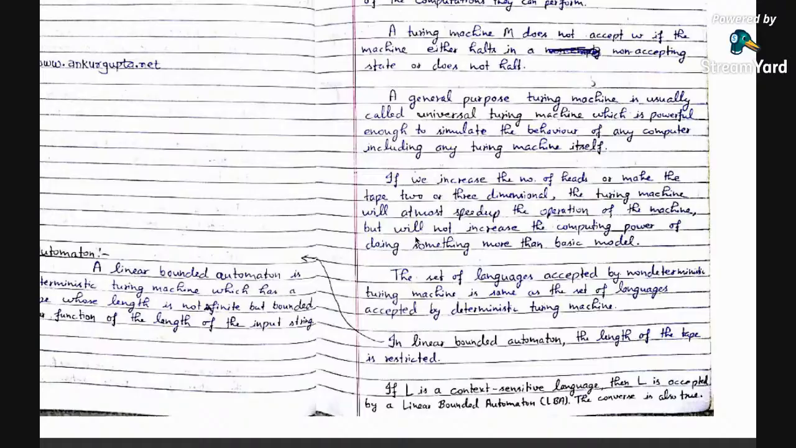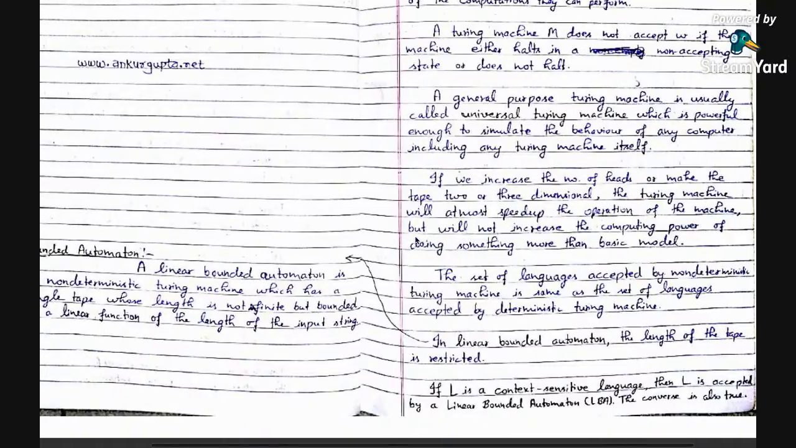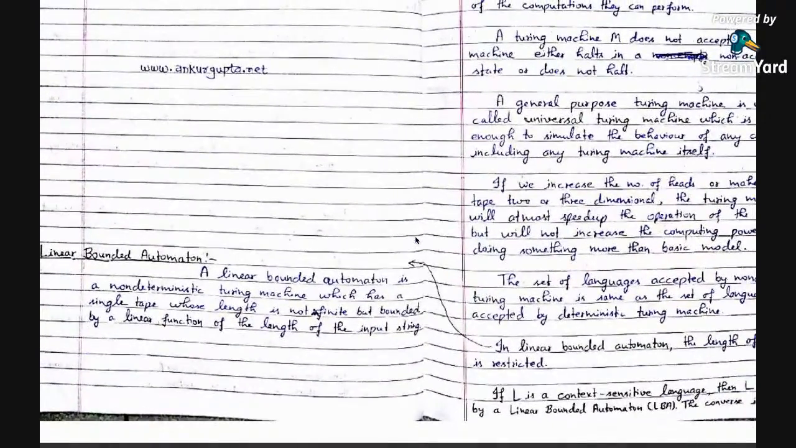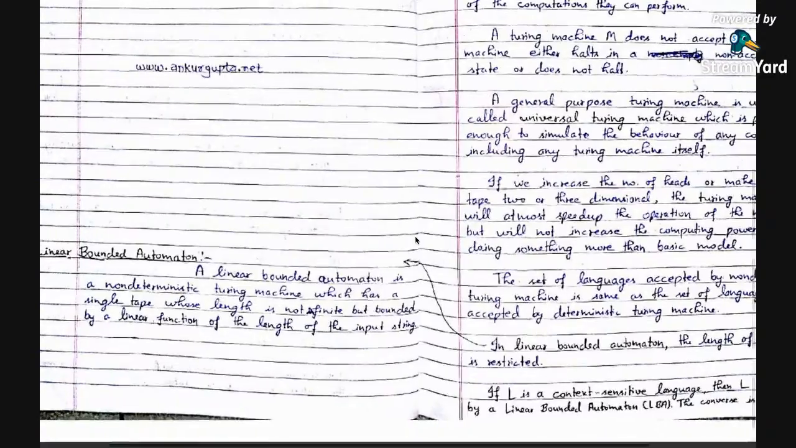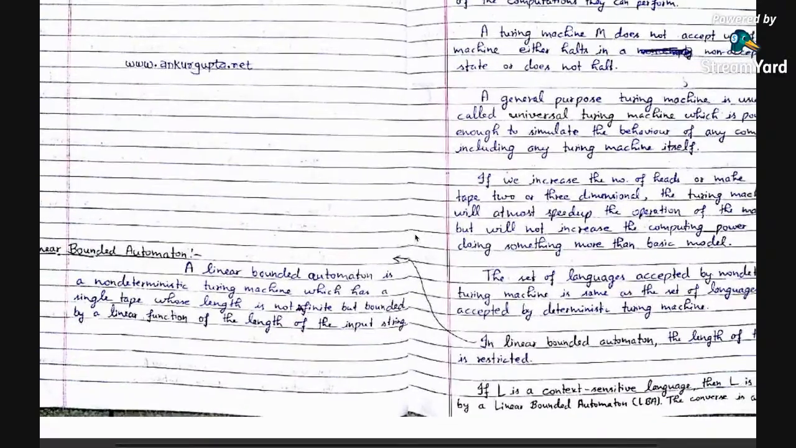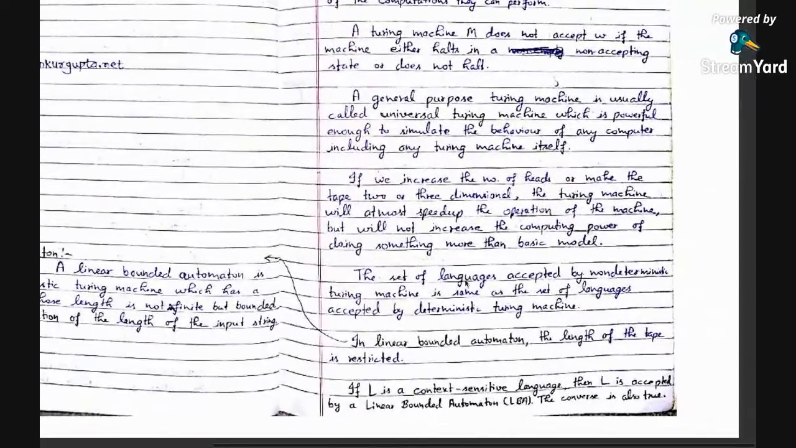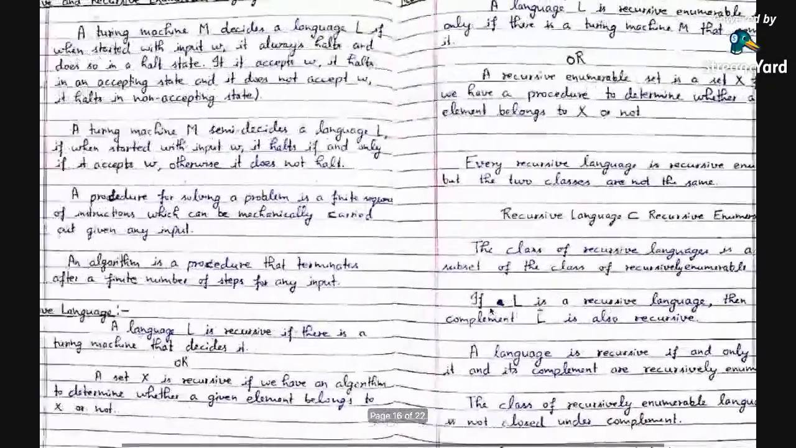In a linear bounded automaton, the length of the tape is restricted. A linear bounded automaton is a non-deterministic Turing machine which has a single tape whose length is not infinite but bounded by a linear function of the length of the input string. If L is a context-sensitive language, then L is accepted by a linear bounded automaton. The converse is also true.